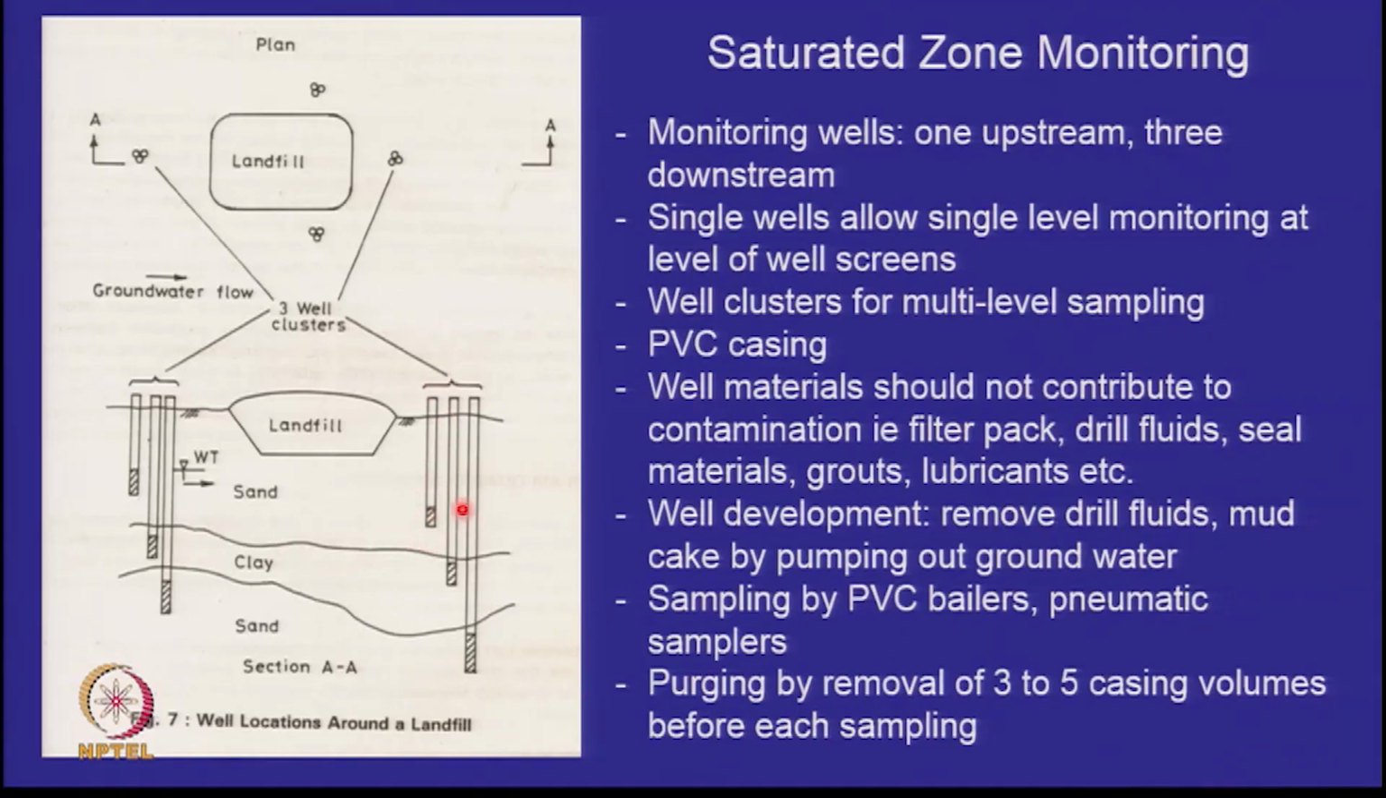I have to first remove 3 times the volume of the water which is inside this casing. Why? It's a well, something may have fallen in, some foreign material may have fallen from the top. Even if it is sealed, some algae or bacteria may start to grow. So therefore, you would like to purge. Purge means remove 3 to 5 casing volumes and then take a sample from this location.